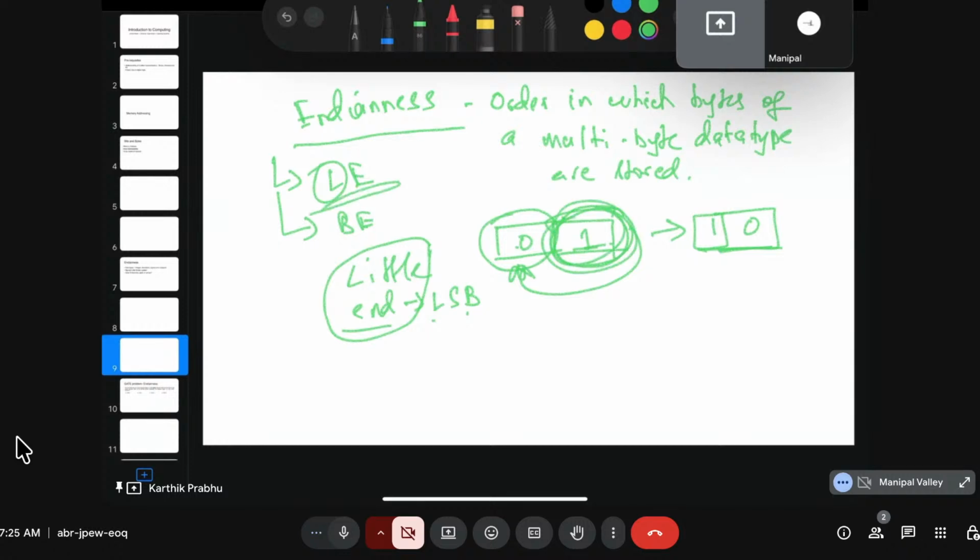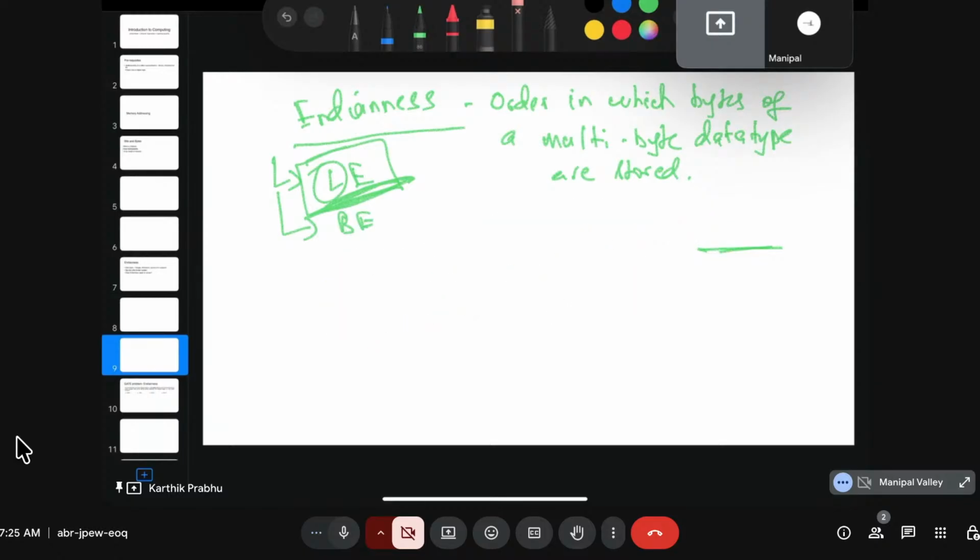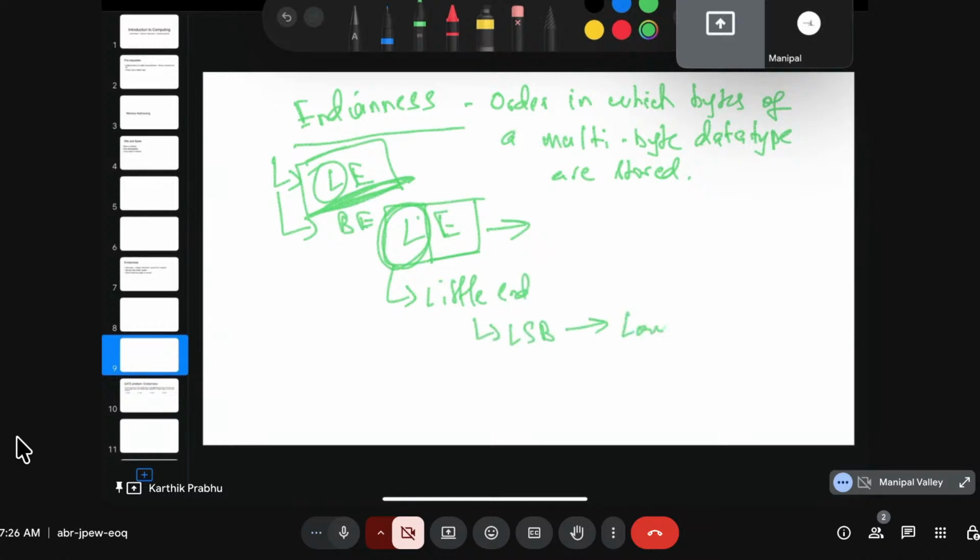Okay, wait 1 second. I think I also messed up. In little endian, the little end or LSB is stored at the lowest memory address. Yeah, that's what I was thinking. How could it be the other way? I'll just clarify again on this. See, this is the thing. Everyone forgets what the order is. Little endian is the little end, which is the LSB. Little means the LSB, the least significant byte, is stored at the lowest memory address.